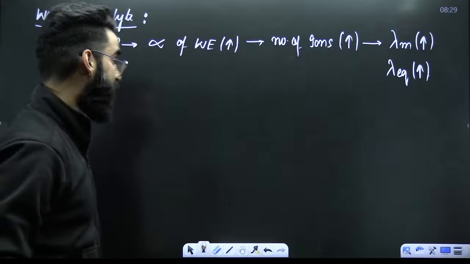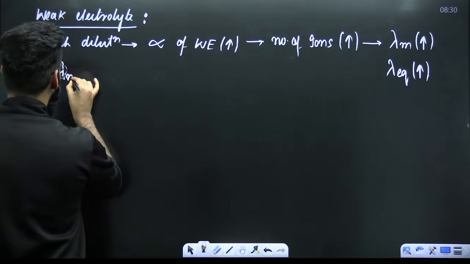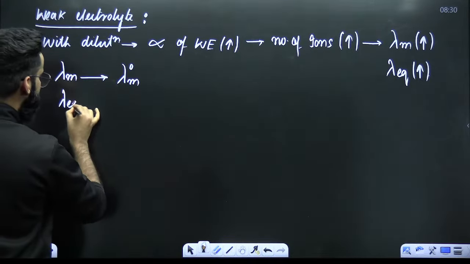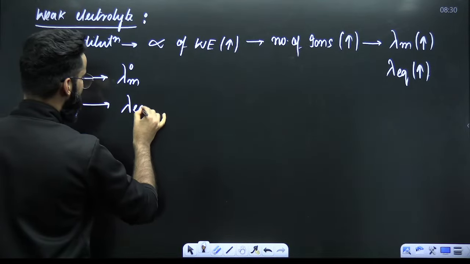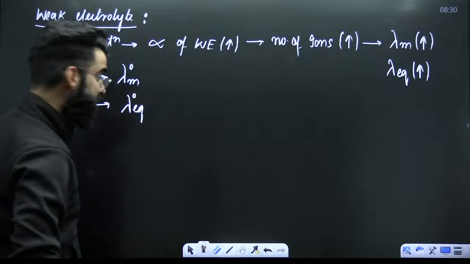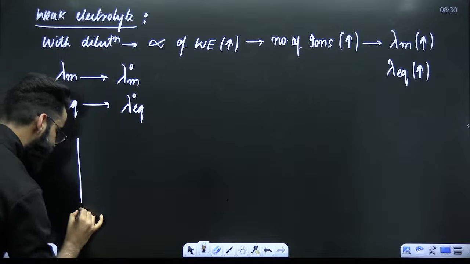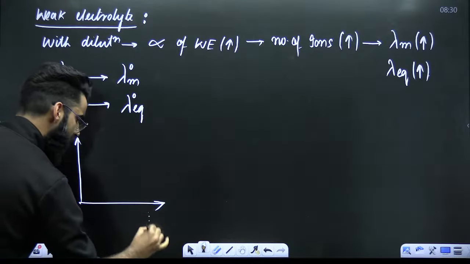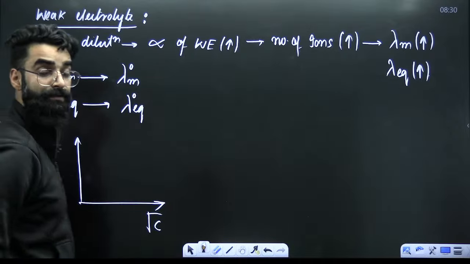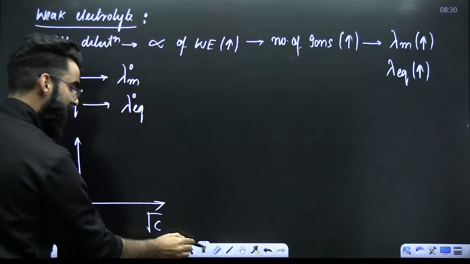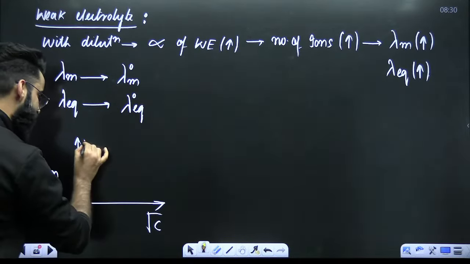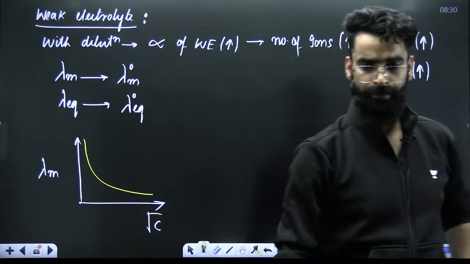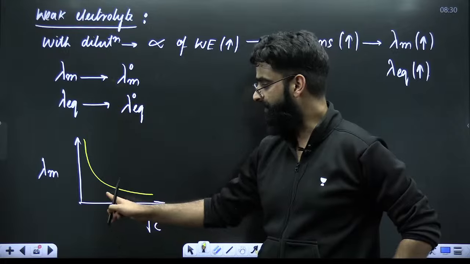And molar conductivity at infinite dilution is what you call lambda naught m. Similarly, equivalent conductivity at infinite dilution is lambda naught EQ. Now, my dear students, if you try to draw a graph between lambda m versus root c for a weak electrolyte, the graph comes like this. It's a hyperbola.